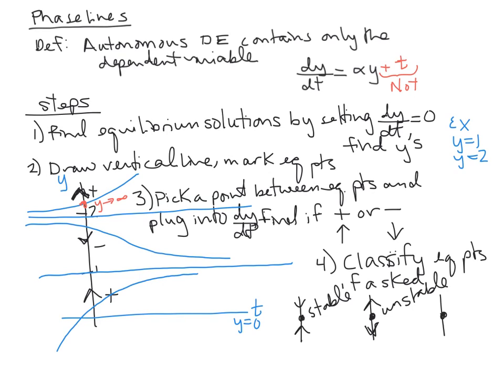Do I have enough room to put one more in here? I hope so. If some solutions go into and some solutions go out of, so that could look like either that or it could look like that, that is called semi-stable. All right, let's do an actual example.